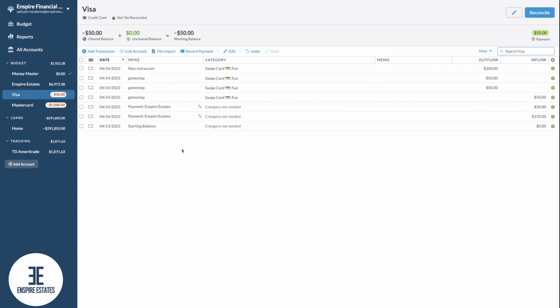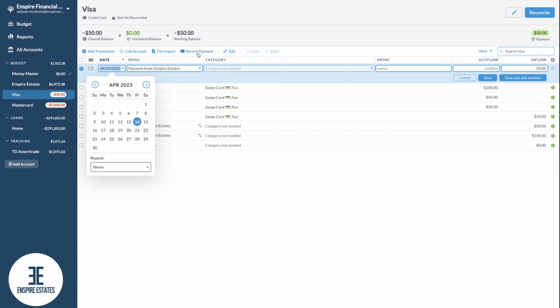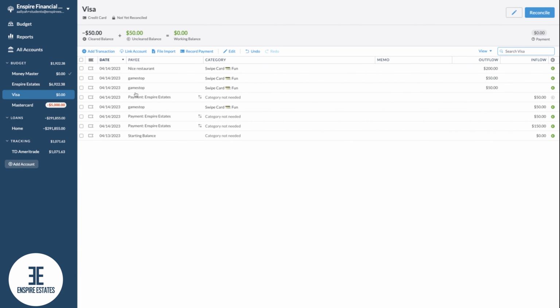Okay. So we're going to pay that credit card bill. So it's going to come from our account into the credit card. So we're going to record a payment here. It's going to come from our account. And this time, of course, you're going to put inflow of 50 bucks. You see our balance went down. Clear it.